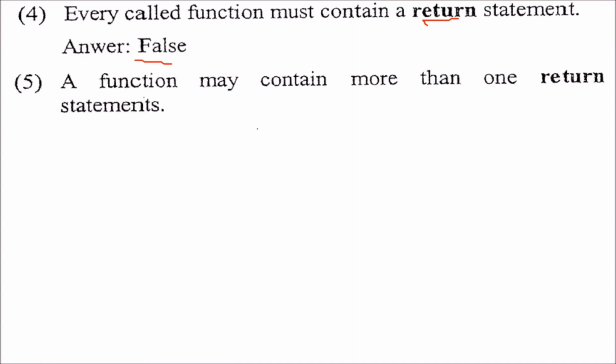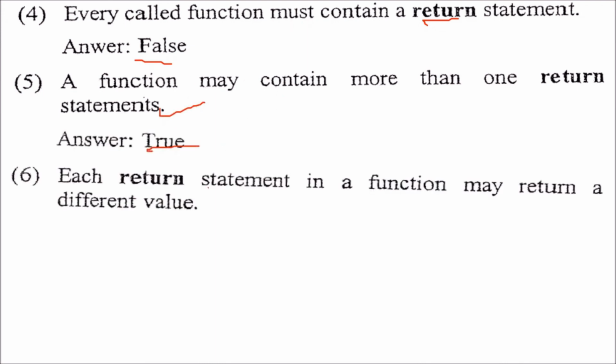So this is false. A function may contain more than one return statement. Yes, absolutely right. You can have multiple return statements, but only one is going to work. Every return statement in a function may return a different value. This is absolutely true. That is why you have multiple returns, to return multiple types of value.